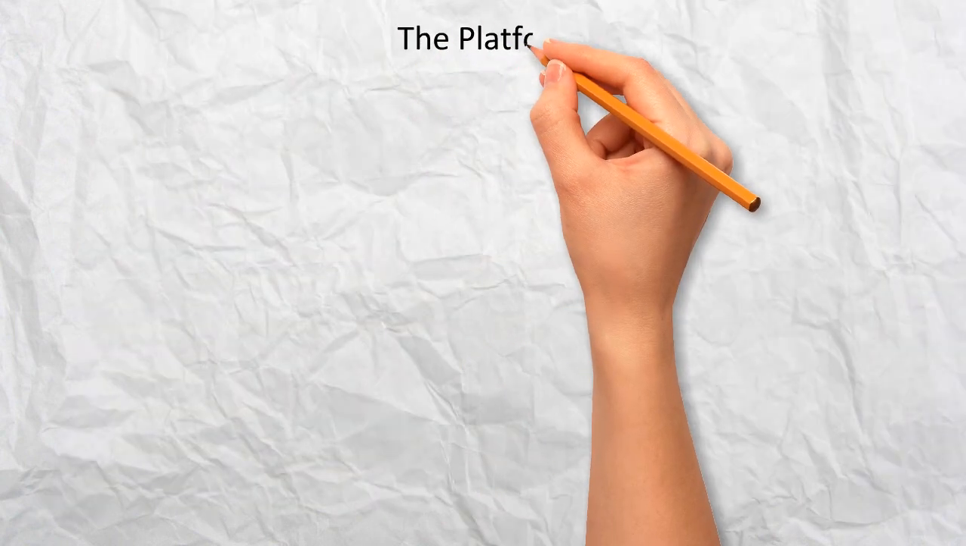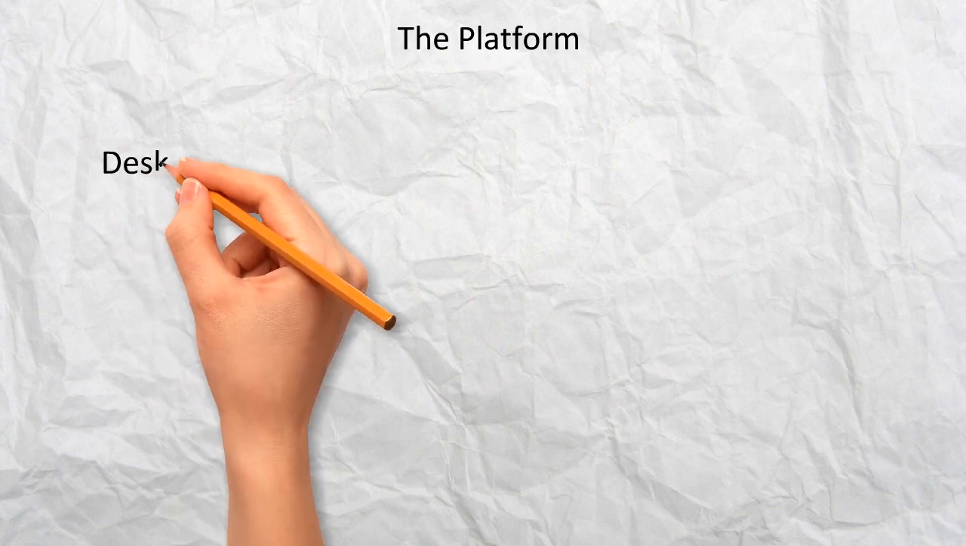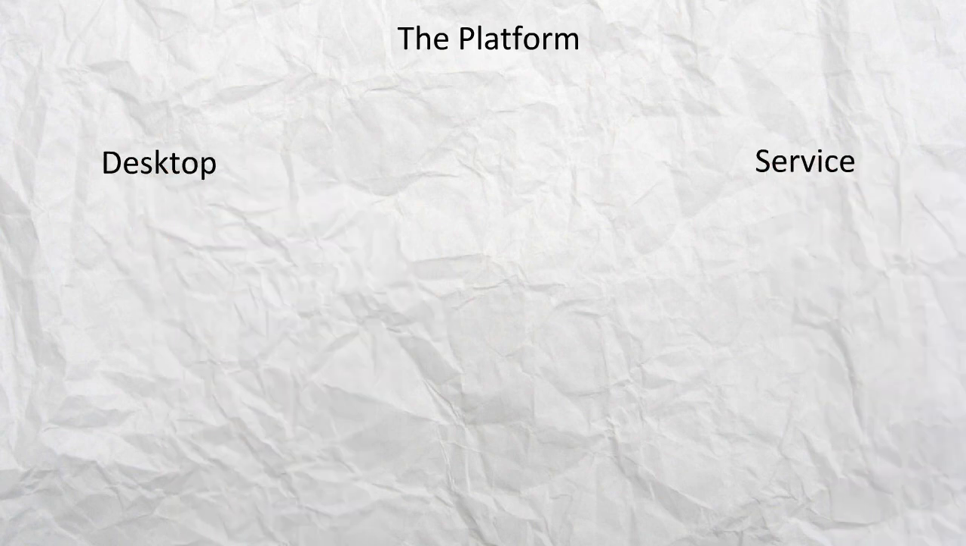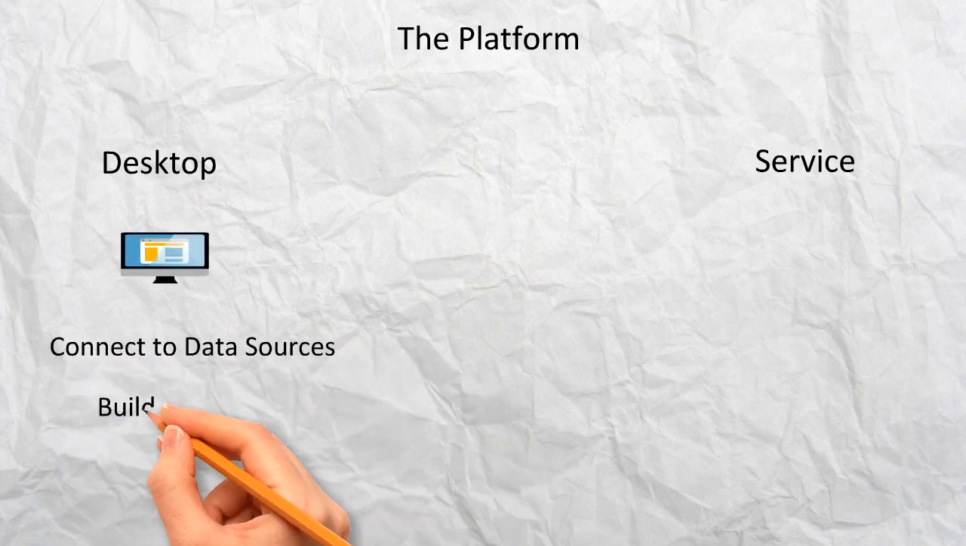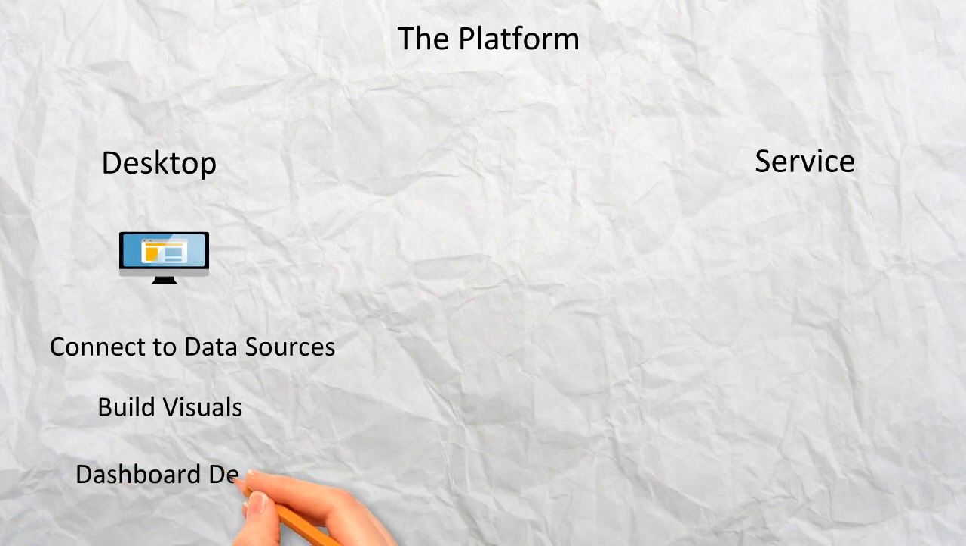The platform is made up of two parts, desktop and service, and they're automatically connected via email login. Let's start with desktop side. It is the local app you install on your computer. You can use it to connect to data sources, build visuals, and design your dashboards.